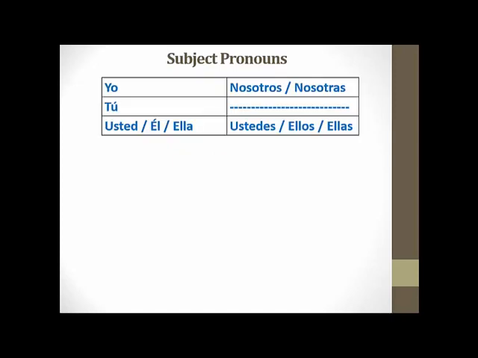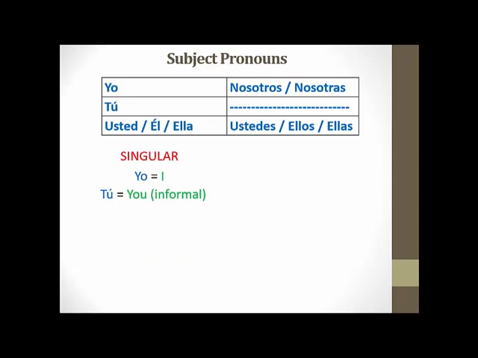Okay, so subject pronouns are yo, tú, usted, él, ella, nosotros, nosotras, ustedes, ellos, and ellas. On the left are the singular subject pronouns, and on the right are the plural subject pronouns. So let's talk about what they mean. On the singular side, if you want to talk about yourself, you use yo. Yo in English means I, so make sure you fill out your note guide as we go through.